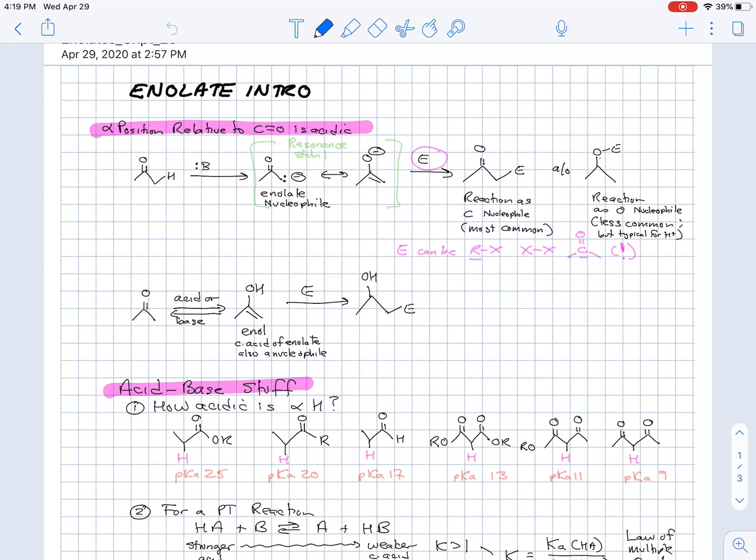This is an introduction to enolates, which appear in chapter 21 of the Klein text. This is the third carbonyl chapter. So first we had reactions of aldehyde and ketone carbonyls. Then we had reactions of carboxylic acid and derivative carbonyls. And now you might be wondering what's left. Well, this is what's left.